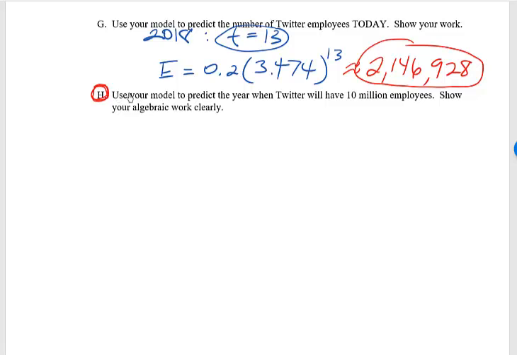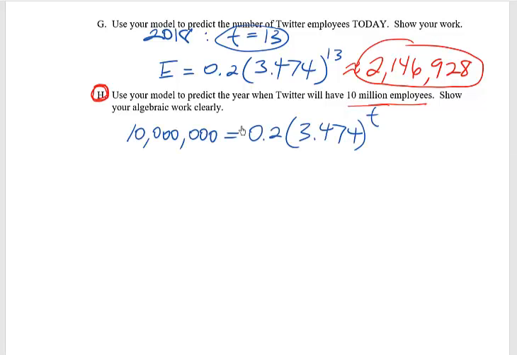Letter H, when are they going to be up to 10 million employees according to our model here? Well, the reason this is new is I'm going to have to take the 10 million and put it in place of the E and then solve for t, and that's going to involve using logs. Do I have to use all those zeros? Unfortunately, yes, because E was not measured in millions. It was measured in people.